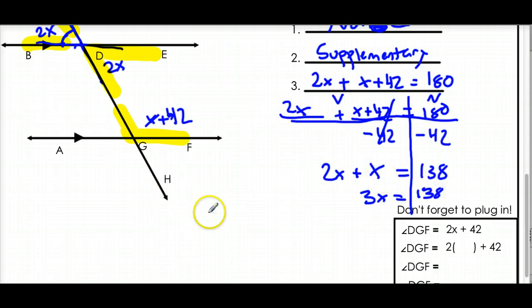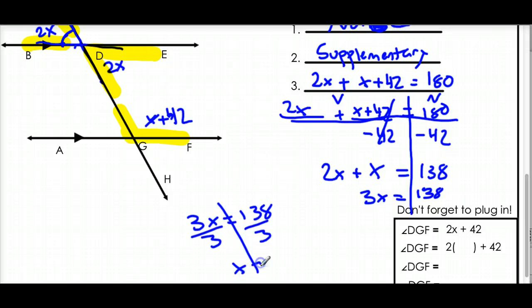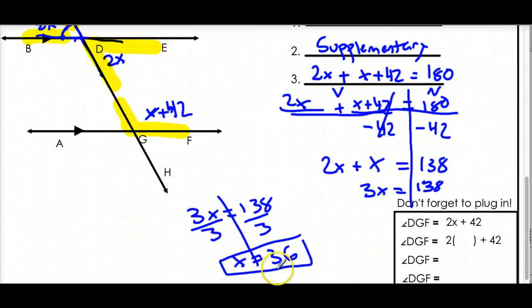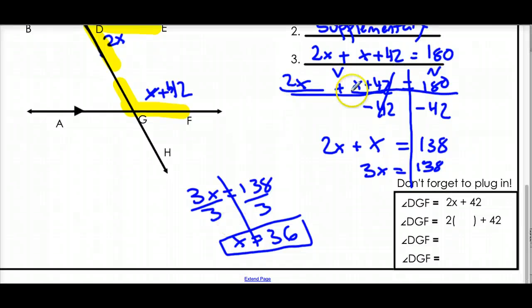Now I ran out of room, so let's keep solving over here. 3x is equal to 138. To solve, I'm going to divide both sides by 3, and I get x is equal to 36. Cool, did it. Now, I'm not done because if you look at the original question, I want to find the measure of DGF. If I want to find the angle, and a lot of people have asked this, what I do is first solve for x, and then I have to plug it in. So that's my second step.